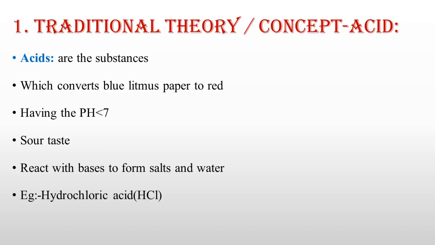Traditional theory regarding the definition or concept of acid. According to this theory, acids are the substances which are converting blue litmus paper into red. They are having pH lesser than 7. They are having sour taste and they are reacting with bases to form salts and water. Example, hydrochloric acid acts as an acid because it reacts with base NaOH to form salt of NaCl and water.